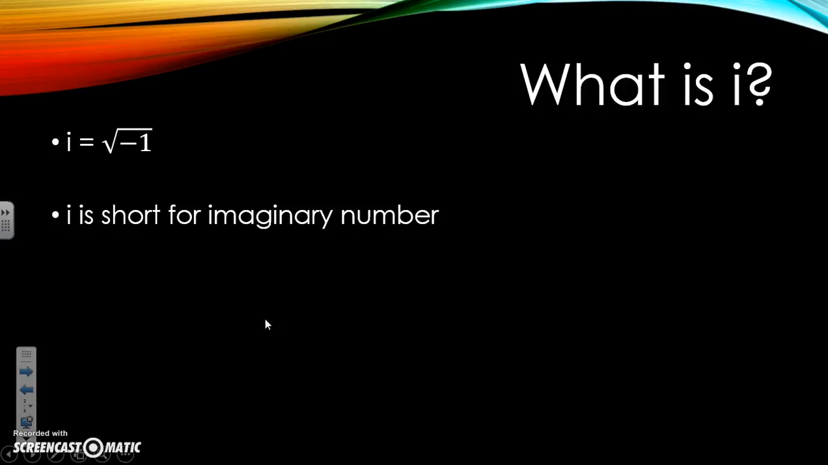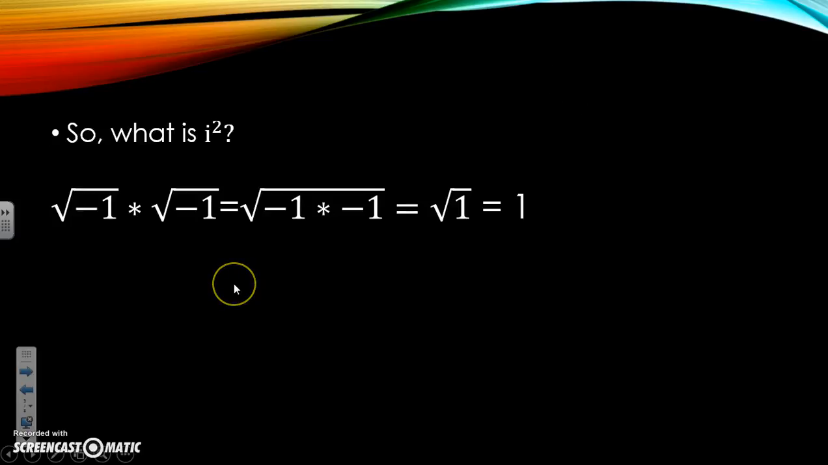We learned previously in our real number system that we can't take the square root of a negative number. So we invented a new system or a new extension called complex numbers. We created this imaginary number called i, which is equal to the square root of -1. i is short for the term imaginary number. So what exactly is i squared?